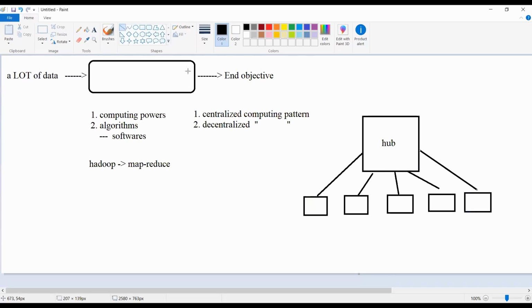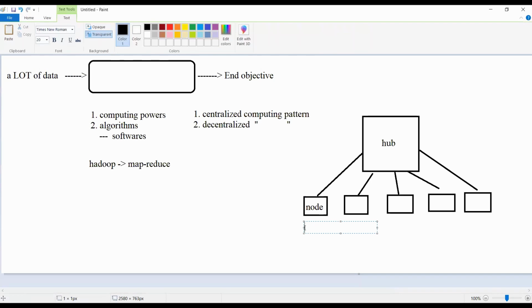So you've got hubs and nodes. When you have a lot of unstructured data and you are trying to take that data to its end objective, you need to trigger several algorithms which will actually take you to the end objective. Now, the overall structure stays the same in centralized or decentralized. The difference comes in whether you are operating at a node or at a hub. So when you are operating from a node on a hub, that is called a centralized computing pattern.